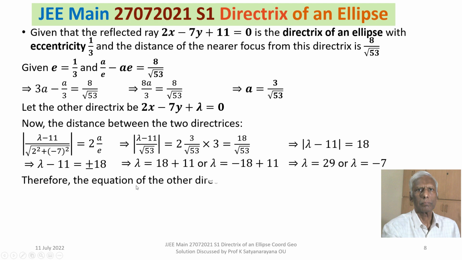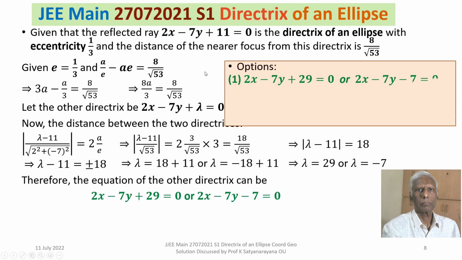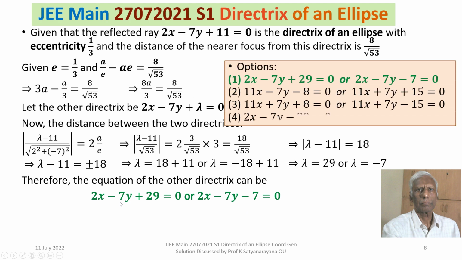So therefore the equation of the other directrix can be 2x - 7y + lambda, that is 2x - 7y + 29, or 2x - 7y - 7. Let's look at our options. Our answer: 2x - 7y + 29 = 0, or 2x - 7y - 7 = 0 appears as option 1. Therefore, our answer is option 1.